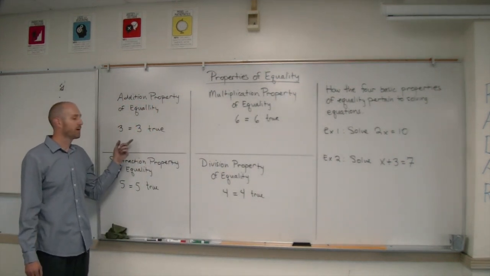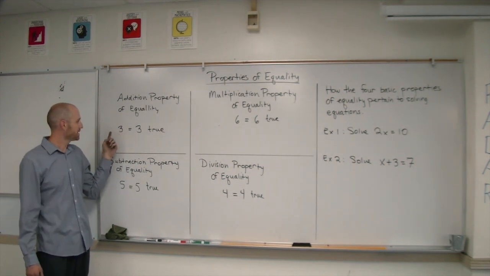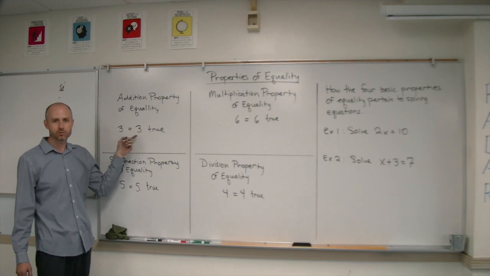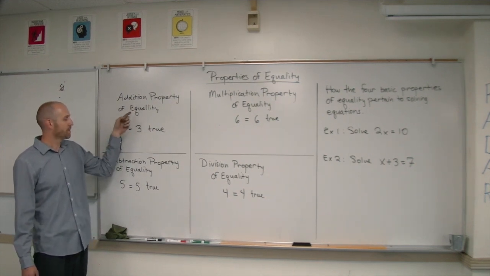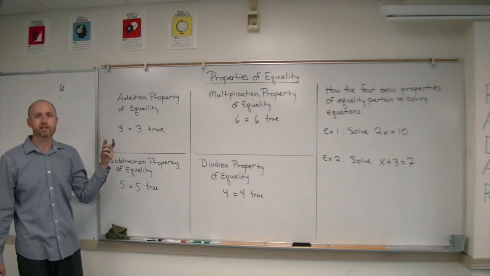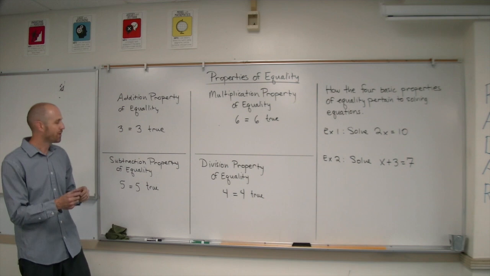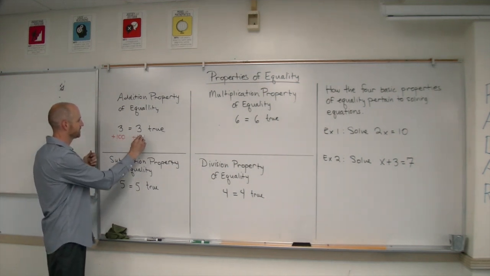The addition property of equality says that if you start with a true statement like this one, 3 equals 3, which is a true statement, then you can add a number to both sides of this equation and the equation will stay true. So pick any number you want. I don't know, we could add 100 to both sides of this equation.